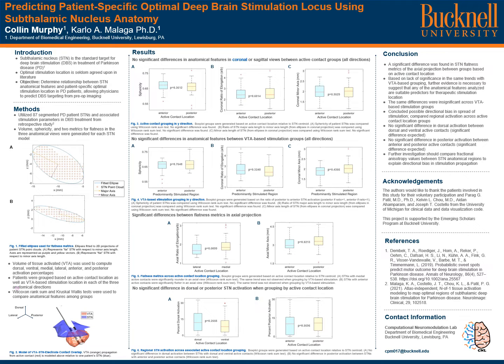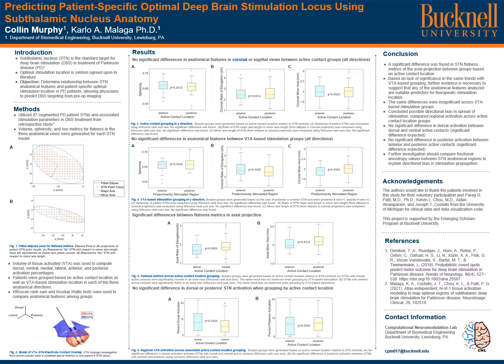The subthalamic nucleus, or STN, is widely accepted as the standard DBS target for PD, but optimal stimulation location is still controversial. The objective of this study was to identify any anatomical predictors in the STN for patient-specific optimal stimulation location that would improve DBS targeting using only preoperative imaging.